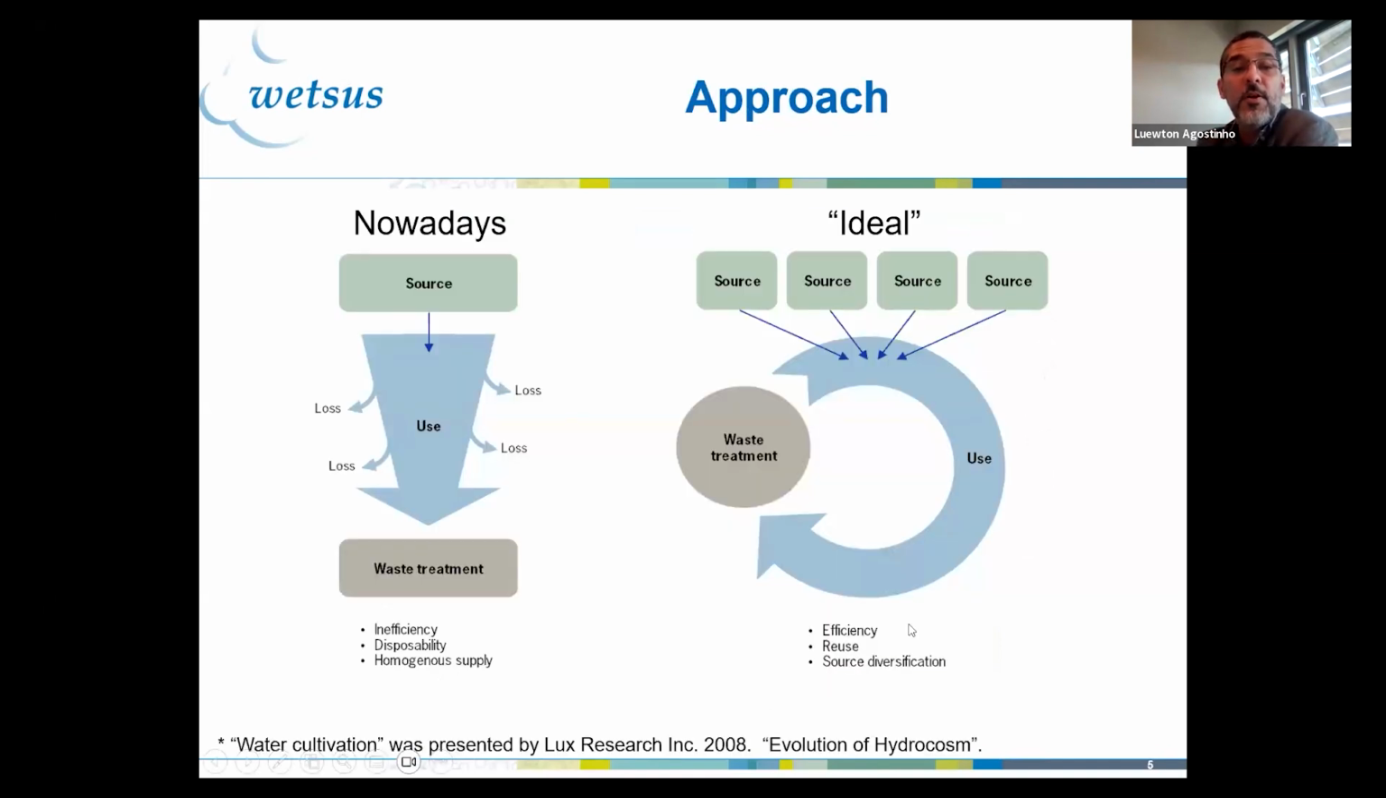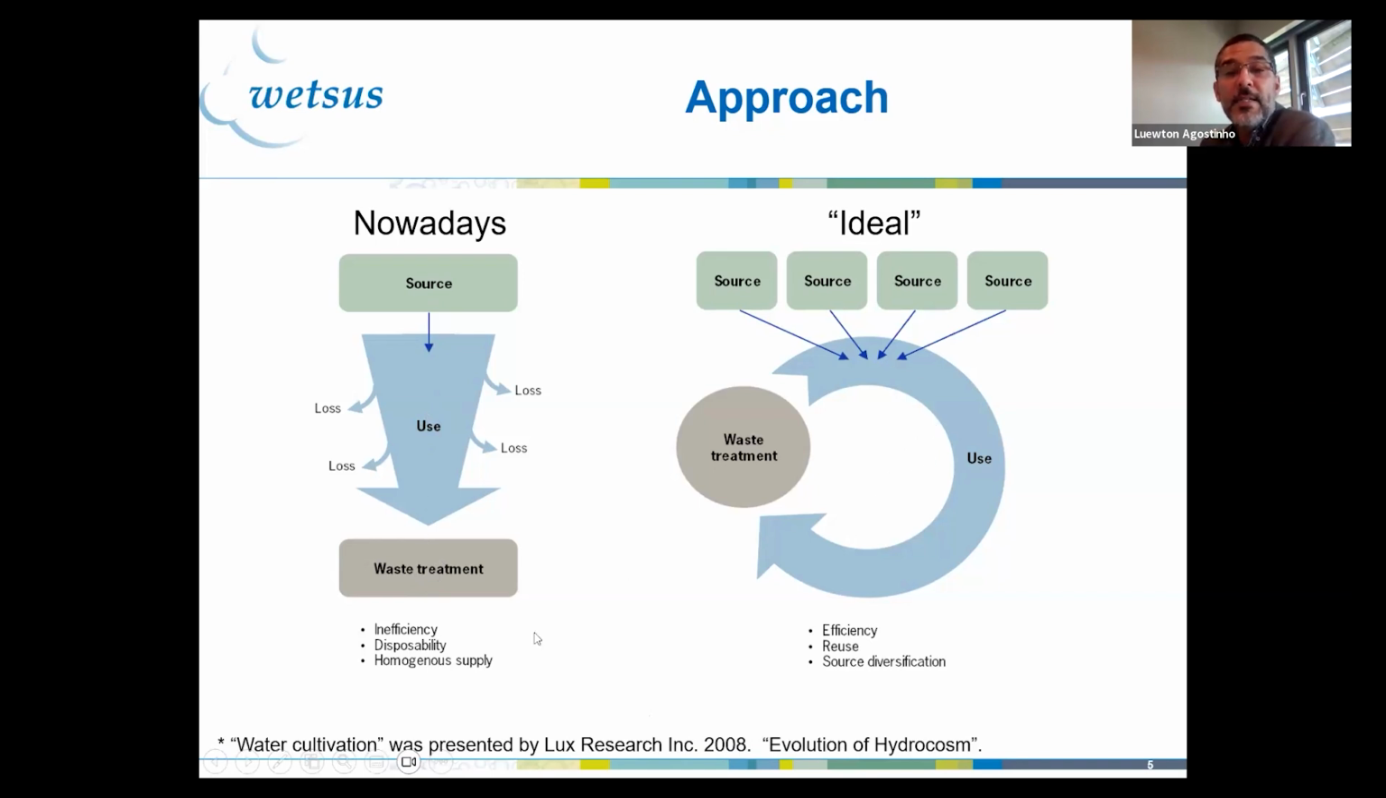So another interesting way to think about why we need desalination. It is not a very new report, this water cultivation report done by Lux Research in 2008, but it still has a very updated view. I like the view. If you would like to download it for free as well, what they say is that to evolve in our hydrocosm, we have to move from a linear, what they call a hunter's mentality, to a more circular mentality.